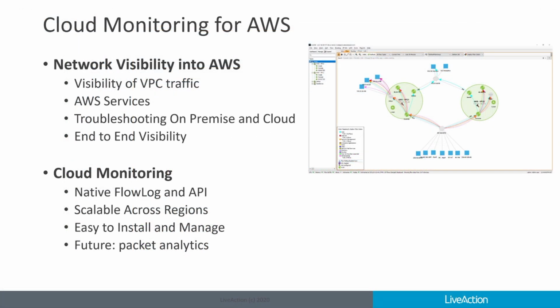Cloud monitoring for AWS provides network visibility into your AWS infrastructure, and we showed the visibility that you can see into your VPC traffic, your AWS services. And it's a way to provide cloud and on-premise visibility end-to-end.